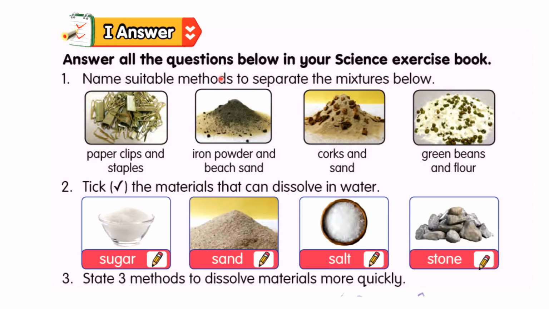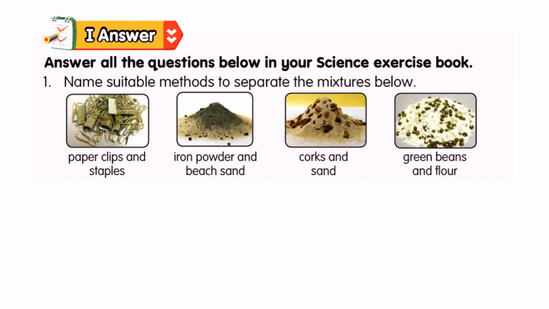Okay, now let's do this. Answer all the questions below in your exercise book. Okay, let's do together. Let's discuss what are the answers. There are 3 questions here. Number 1, number 2, and 3. Okay, let's look at number 1 first. Name suitable methods to separate the mixtures below. Okay, there are 4 pictures here.